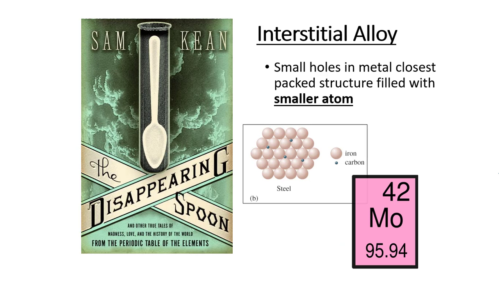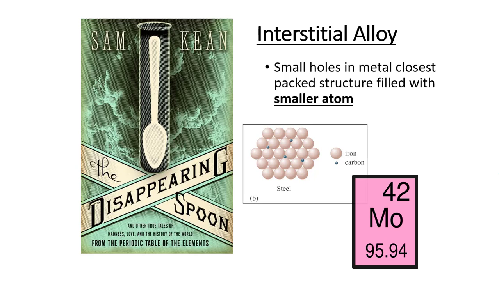The other type of alloy that we're going to talk about is called an interstitial alloy, and this book here, The Disappearing Spoon by Sam Kean, which I really recommend. It's a really fun read. It sounds boring, a history of the periodic table, but it's actually fun. He tells stories about all of the elements on the periodic table. And he also has an audio version, I think, so enjoy.